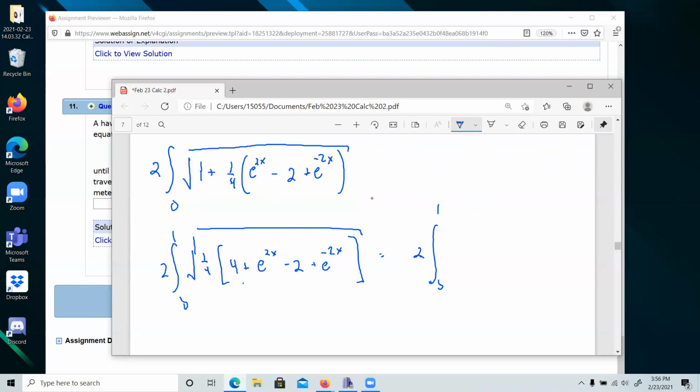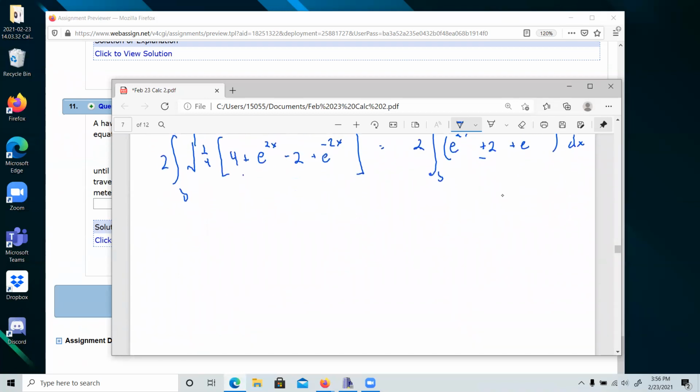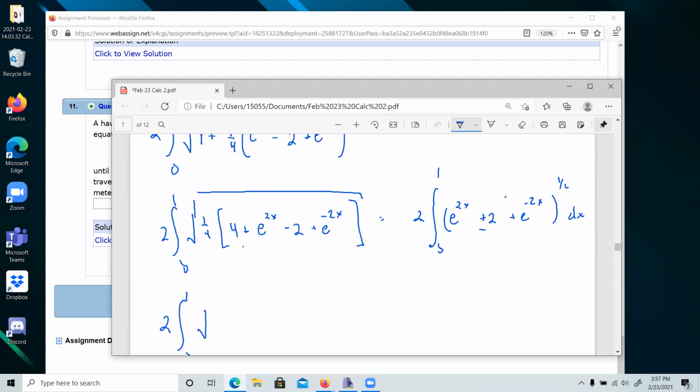And then we're going to be able to say this is e to the 2x plus 2 plus e to the negative 2x, all inside of a square root, inside of my integral, and done. You can factor this. Okay, this is 2 integral 0 to 1. This is the square root of e to the x plus e to the minus x, all over 2 squared. Actually, over 4 because of the 4.